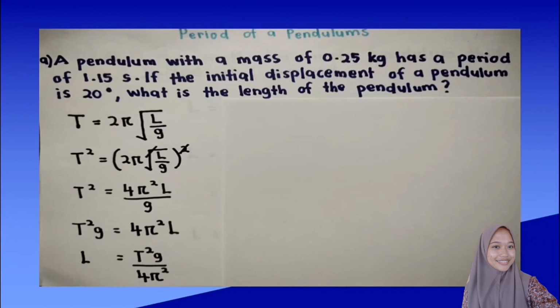So sebagaimana kita tahu, formula untuk kira the period of the simple pendulum ialah T equal to 2 pi square root L over G. So sekarang dia nak kira length. Dia suruh kita mencari berapakah length of the pendulum. So kita adjust formula tu, kita jadikan L sebagai objektif dia.